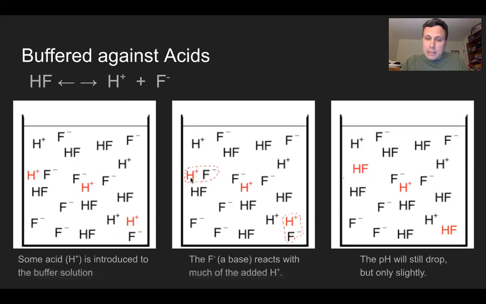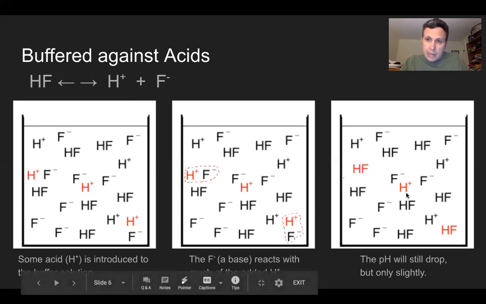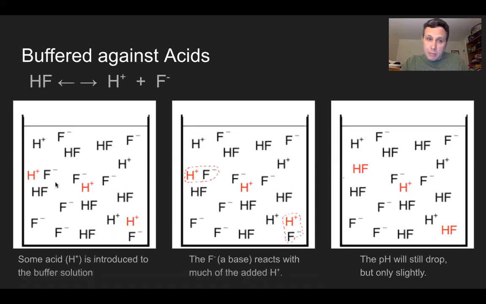And as a result, let's say, just numerically, I added 3 H pluses. A couple of them will be neutralized. So there'll still be more H plus than when I originally had the solution before I put these 3 in, but not by as much. So this is buffered against the acid. It'll still drop a tiny bit, but not by as much as if this were just regular water. So that's the buffer against acid.